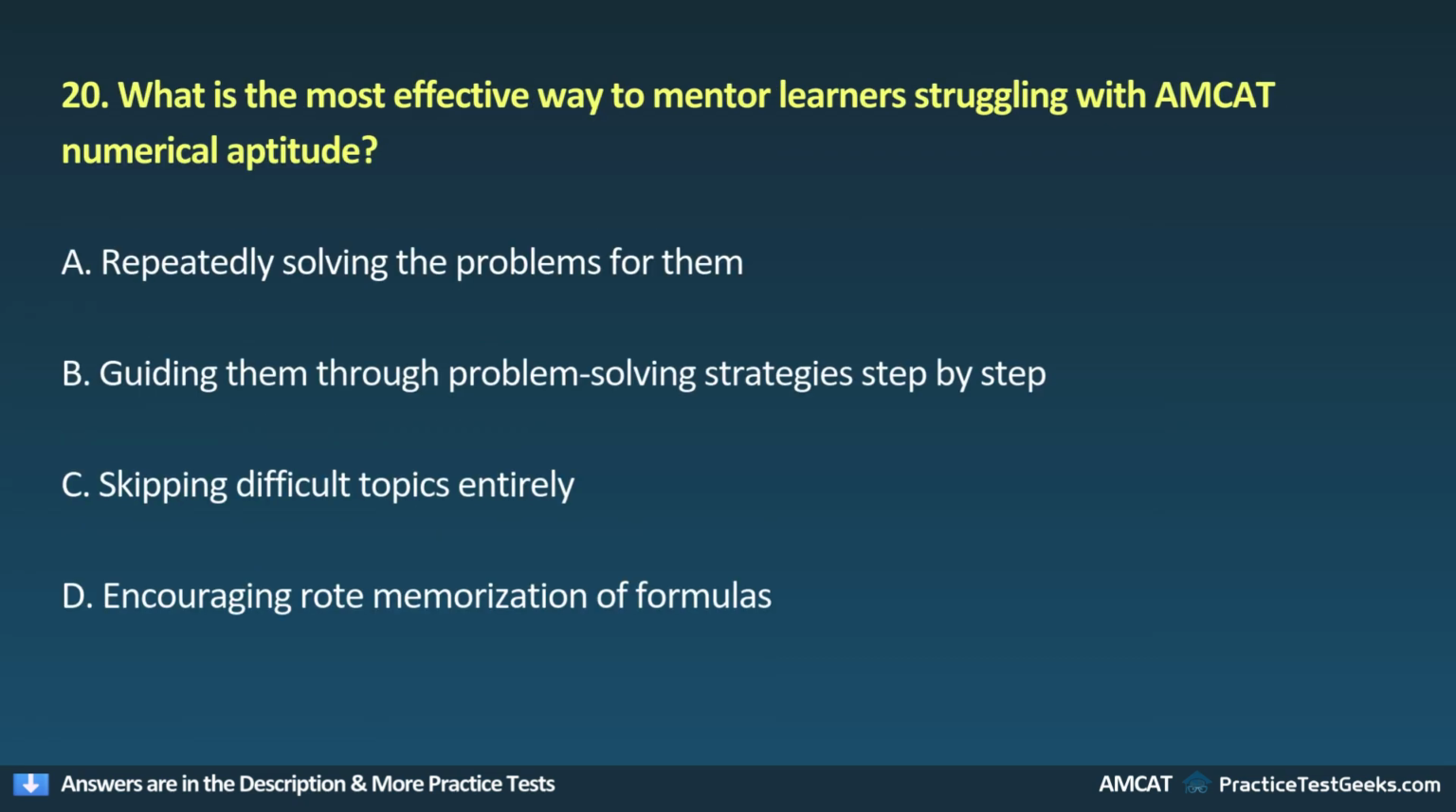20. What is the most effective way to mentor learners struggling with AMCAT numerical aptitude? A. Repeatedly solving the problems for them. B. Guiding them through problem-solving strategies step by step. C. Skipping difficult topics entirely. D. Encouraging rote memorization of formulas.